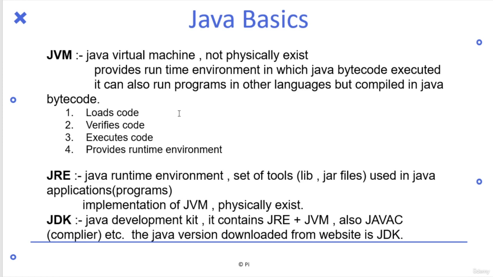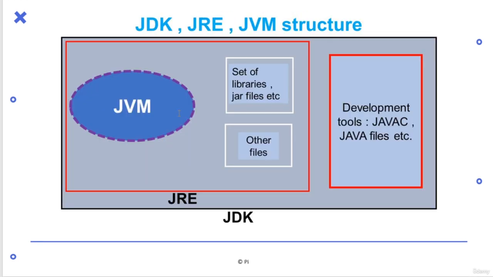So why am I telling this again and again? Because I am using a Windows system for the project development, but if you want, you can use another system also for this project development. Java is basically machine independent. So this is the basic structure of JDK, JRE, and JVM.